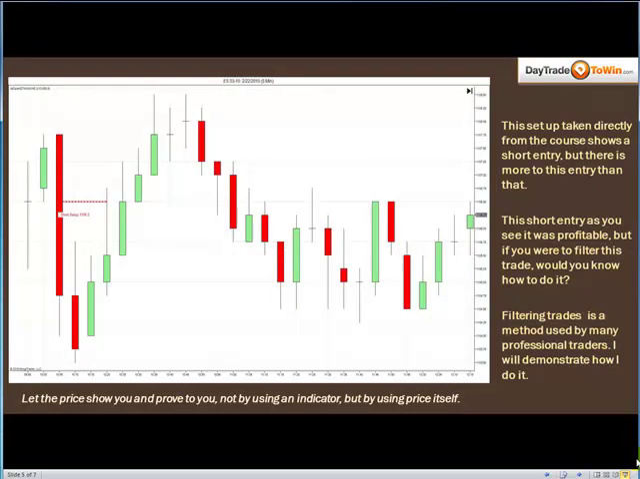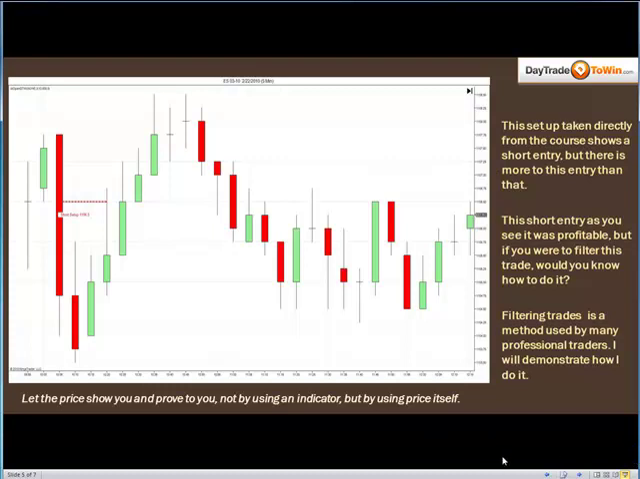The setup taken directly from the course here in this chart shows a short entry. But there's more to this short entry than that. This short entry, as you see, it was profitable, but if you were to filter this trade, would you know how to do it? Would you enter exactly as the course describes here? This is the automated setup taken from the chart. Filtering trades is a method used by many professional traders. I want to demonstrate how I do it. Let's let the price show and prove to us, not by using an indicator, but using price itself. I want to see price prove and show us that it actually wants to go in the direction that we perceive.